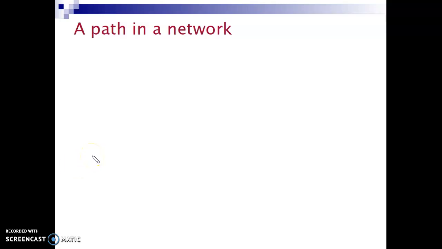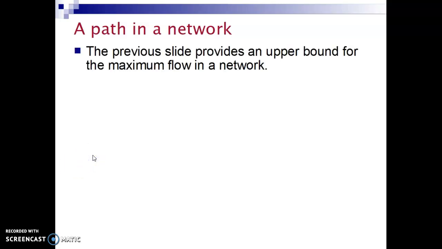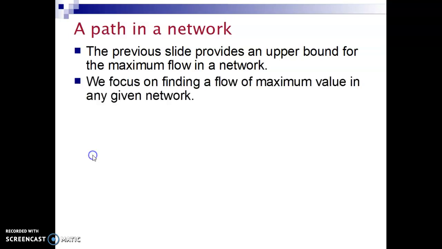Let's continue. A path in a network. In the previous slides, we gave some definitions about flow in a network and the capacity of edges. And we have seen that there is an upper bound for the maximum flow in any network. Now we focus on finding a flow of maximum value in any given network.